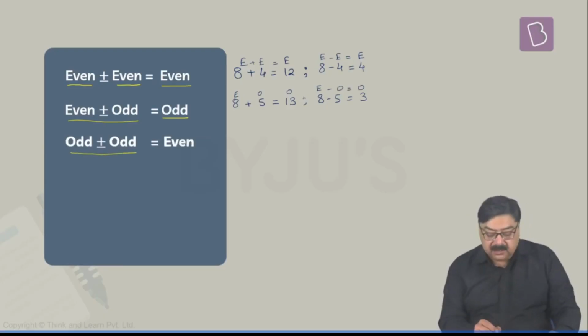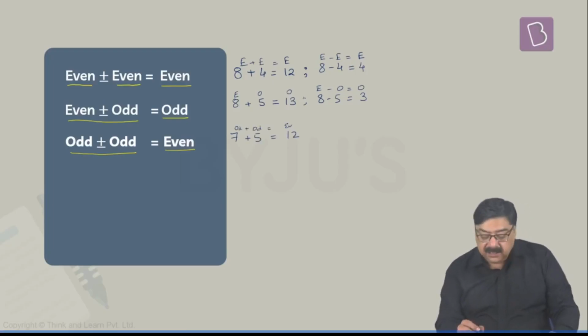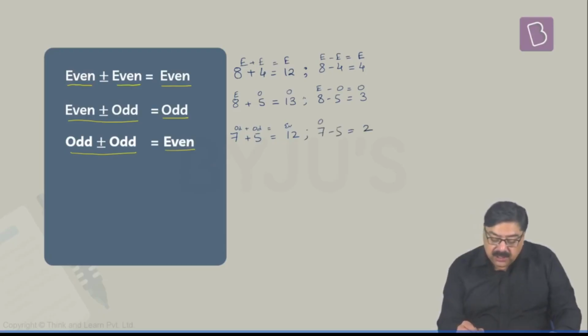Odd plus minus odd will always be an even number. So, let us say 7 plus 5 is 12. So, this is odd plus odd. It is giving us an even number here. Also, 7 minus 5 is 2. That is, odd minus odd again gives us an even number.